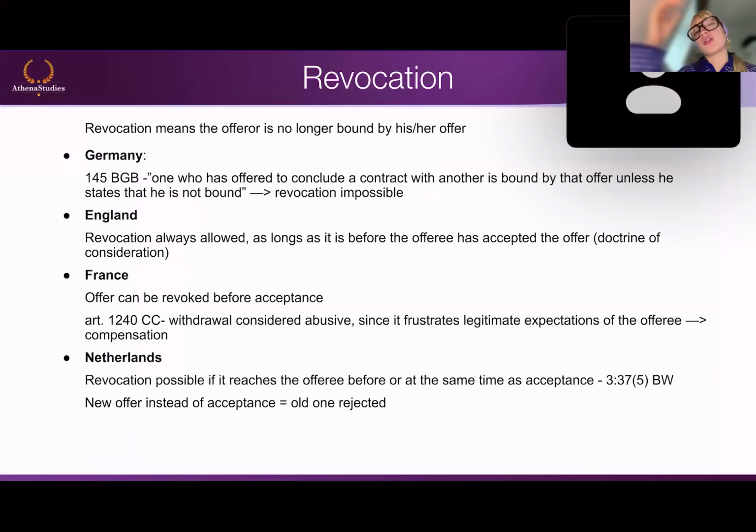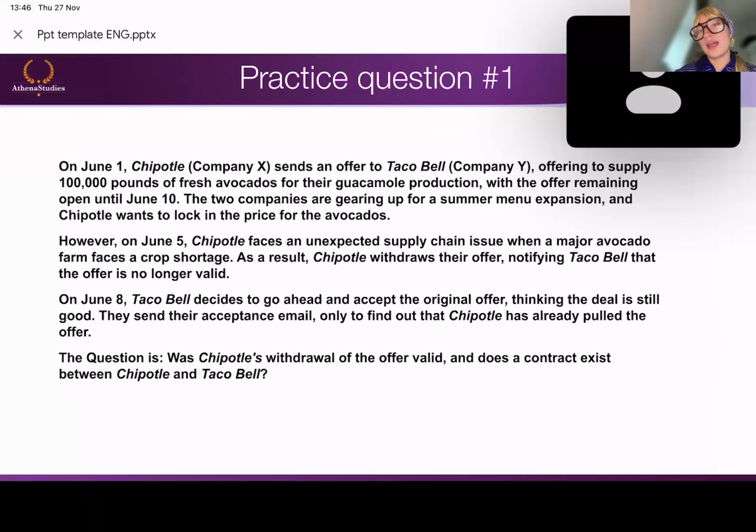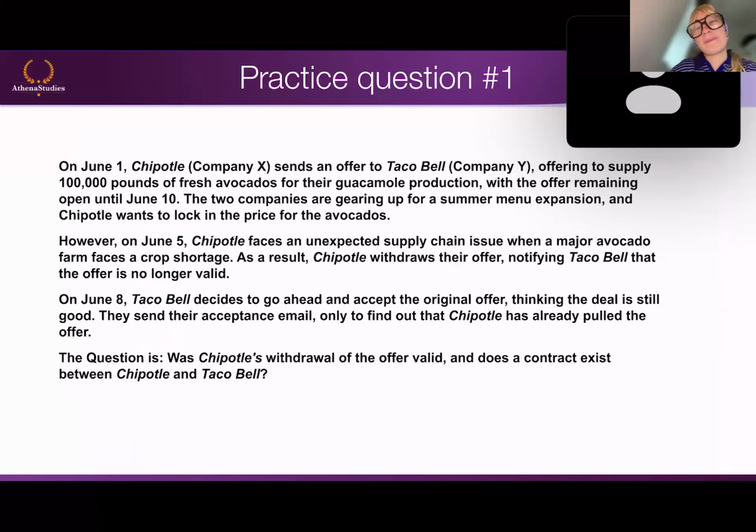In England, revocation is always allowed as long as it is before the acceptance. Going to our case facts, we indeed do not have the acceptance before the revocation, and thus we say that Chipotle can indeed withdraw the offer. And the second question, whether a contract exists, well, the answer is obvious, right? If they have the right to withdraw, which they did, then there is no offer. Without an offer, there is no contract. So there is definitely not a contract between these two, and thus there is no breach.